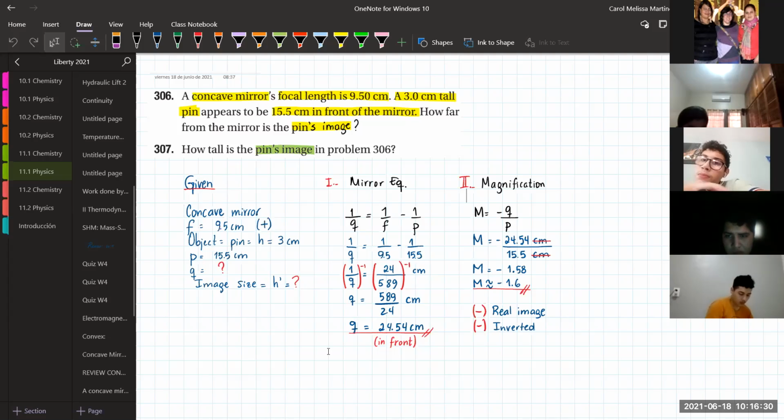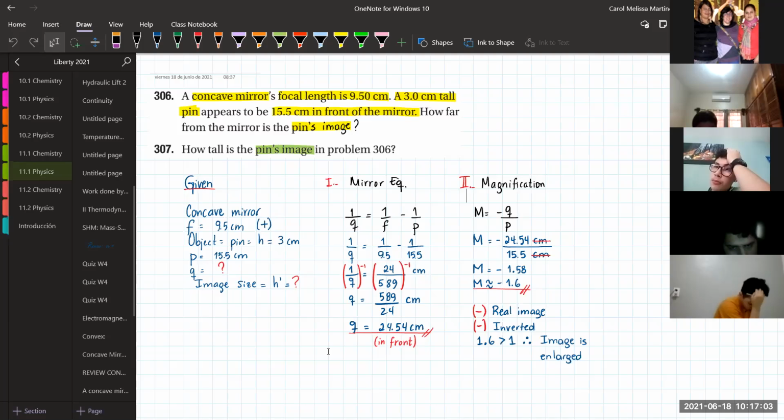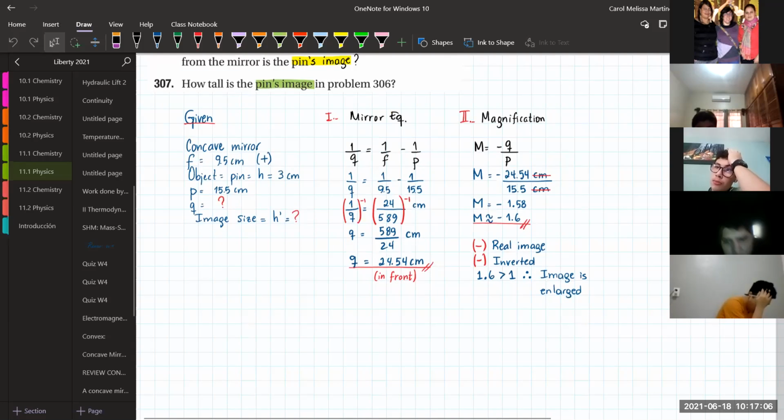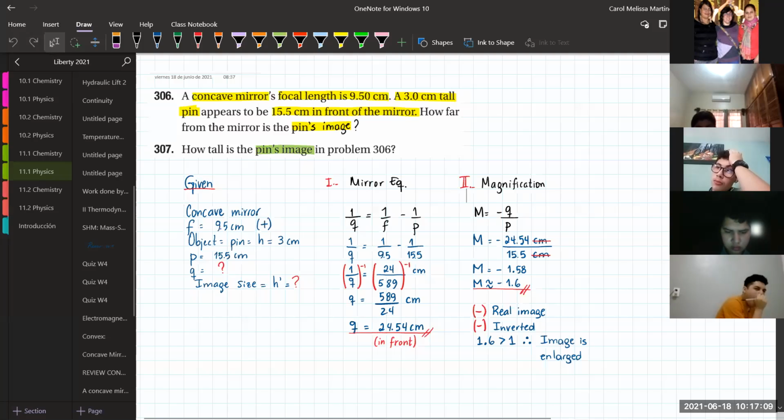And the last part, which is 1.6, is a number that is greater than 1. So the image is going to be enlarged or is going to be reduced. Enlarged. Image is enlarged. Now, in the last part, okay, we already have the Q.